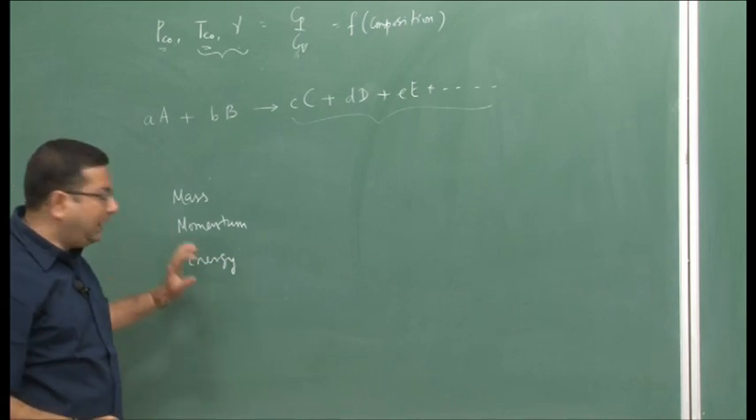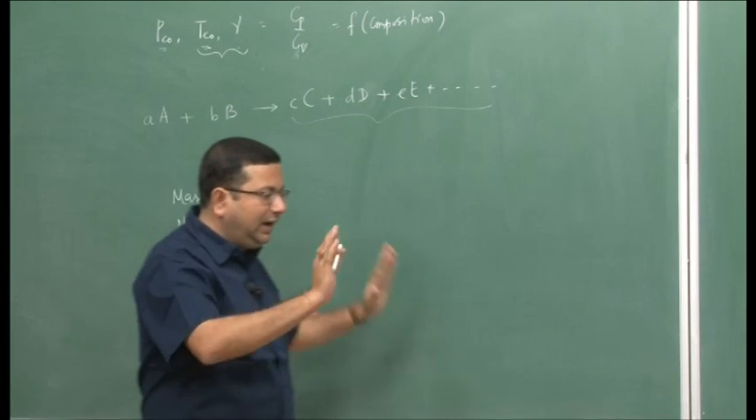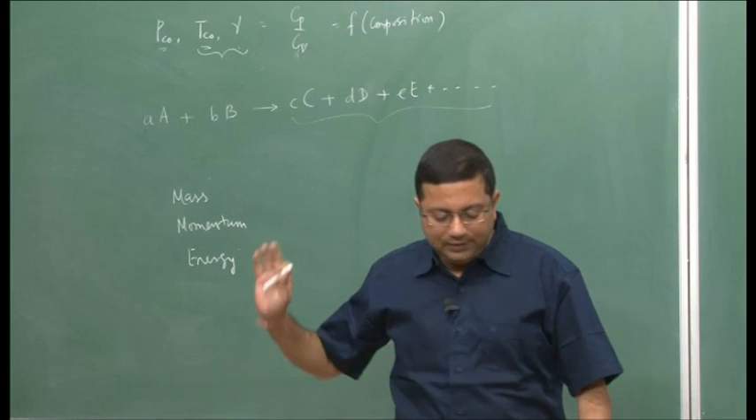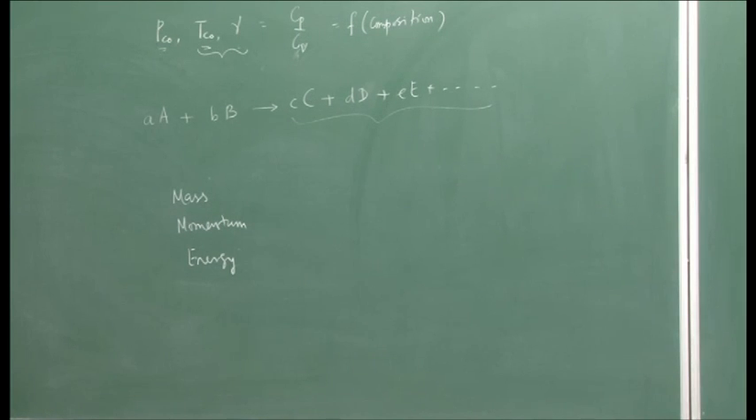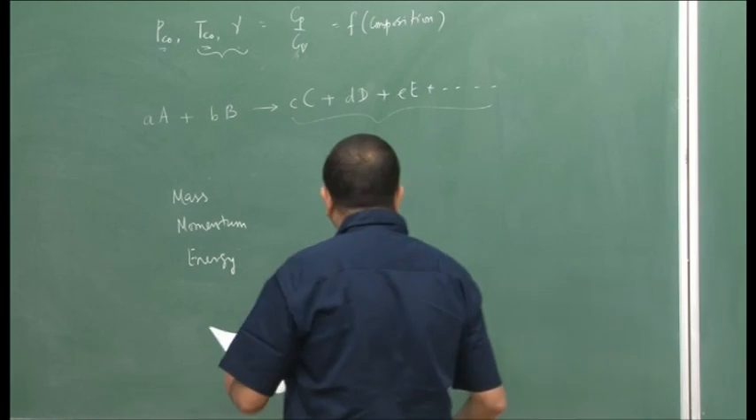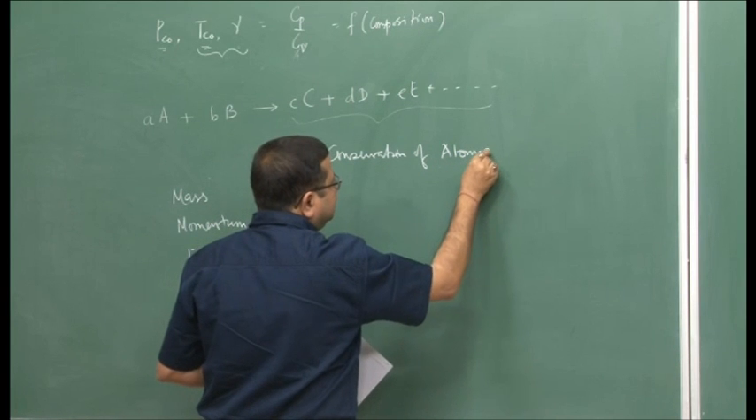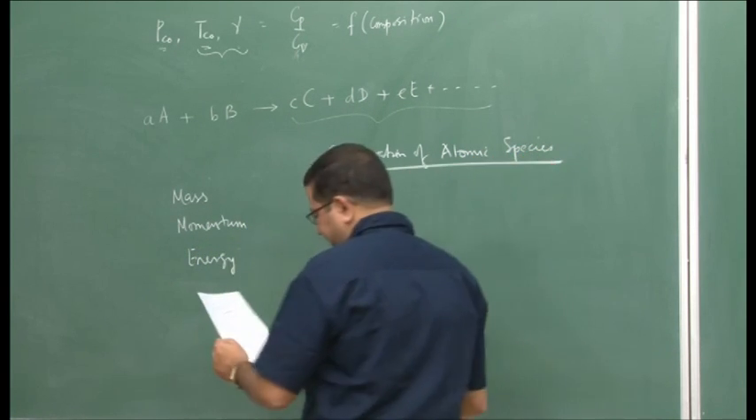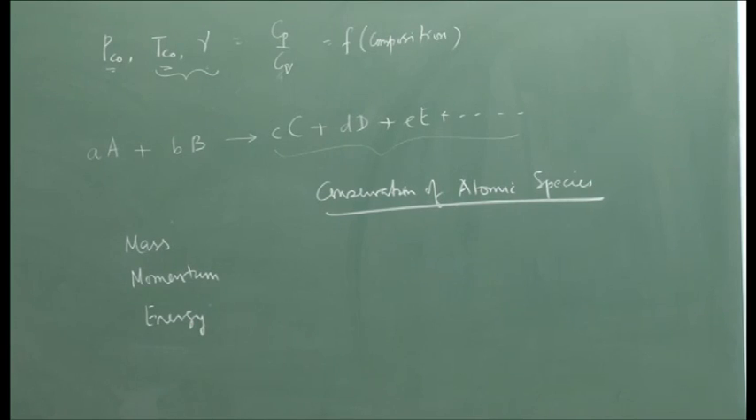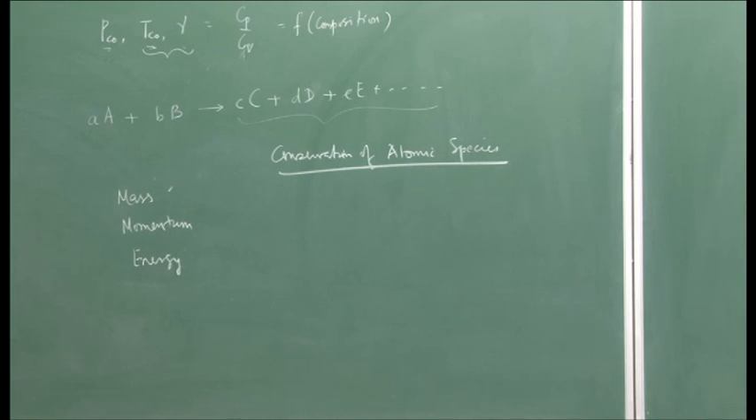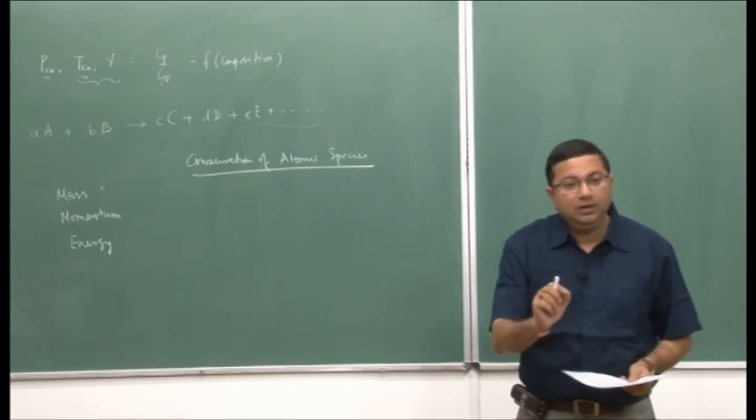These were all global parameters, and based on these conservation laws, we derived all the equations for the performance of the rocket, etcetera. Now, when we come to the chemistry, rather the composition, then one more conservation law is applicable, which is conservation of atomic species. We have seen the conservation of mass. We say that the mass coming into the control volume is equal to the mass leaving the control volume, as long as there is no accumulation of mass. But the number of atoms of an atomic species must also be conserved, particularly in a chemical reaction.